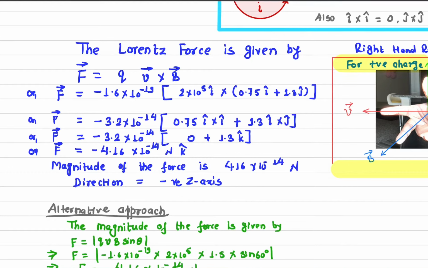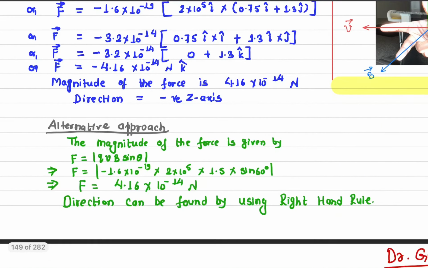Now I'm going to talk about an alternative approach for this problem. In the alternative approach, the magnitude of the force is given by this equation, which I have talked about before in other videos: q v B sine theta. All the quantities are given. Q is negative 1.6 times 10 to the minus 19. Plug in the value of v, B is simply 1.5, and sine theta is sine 60 degrees. If you do the math, you'll get the magnitude of the force. Finding the magnitude this way is pretty straightforward.